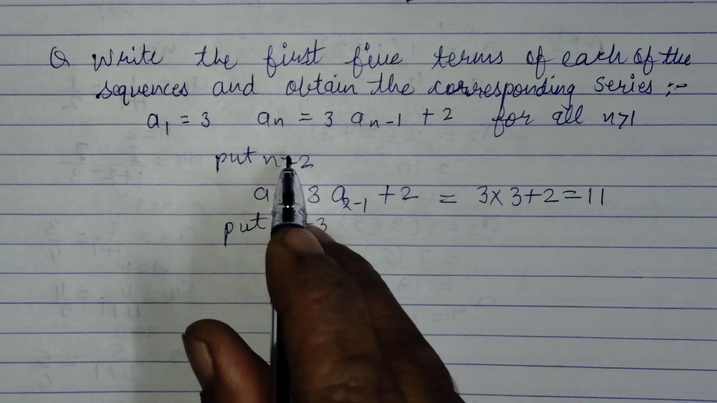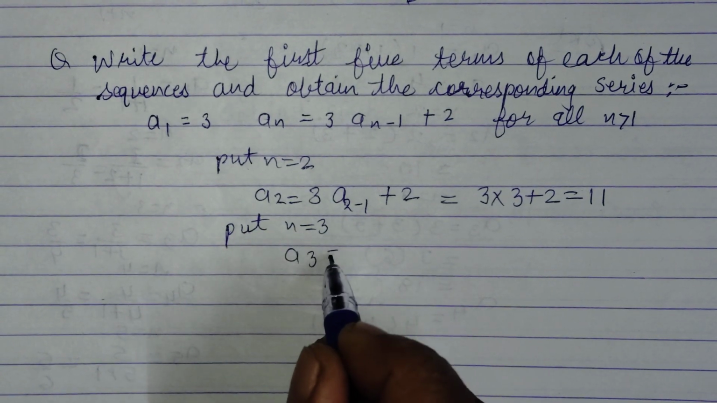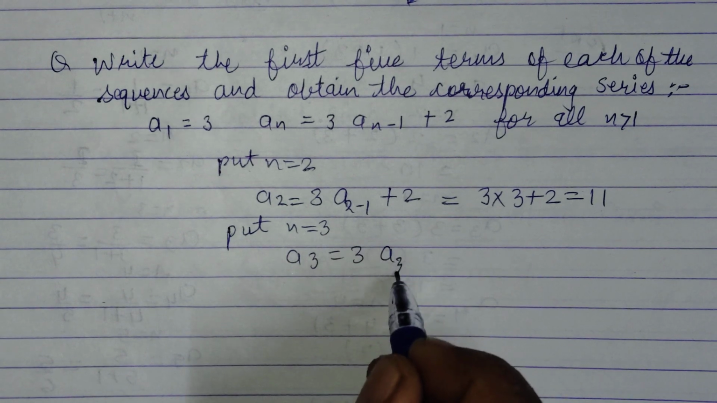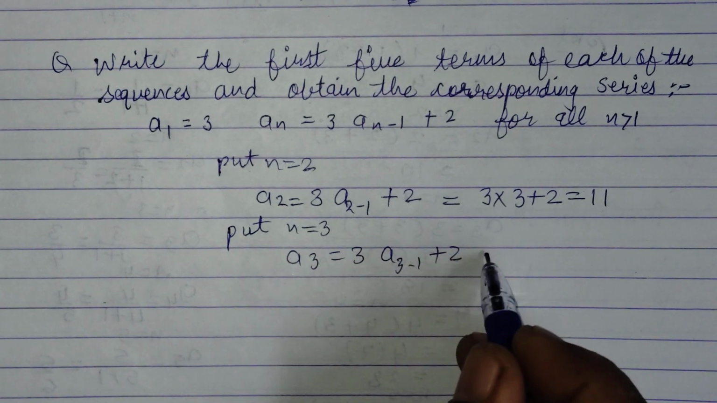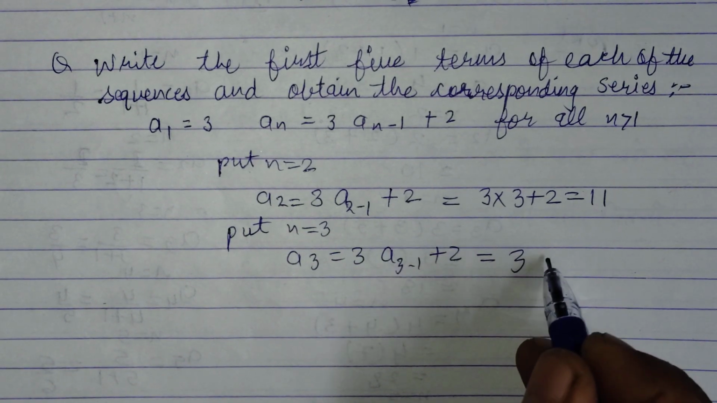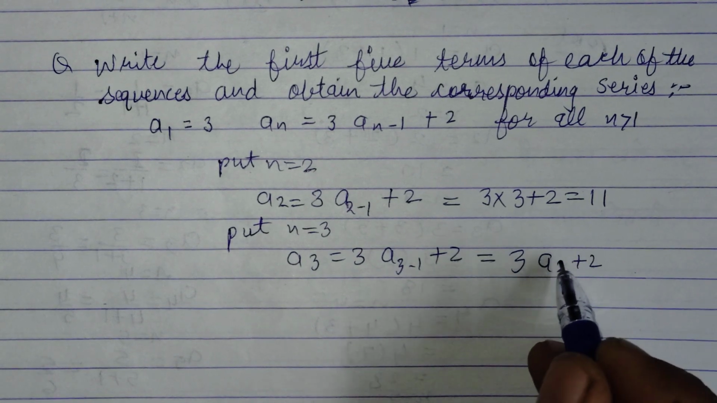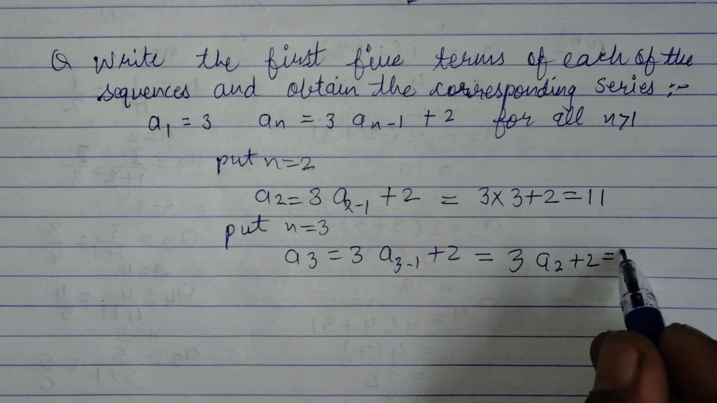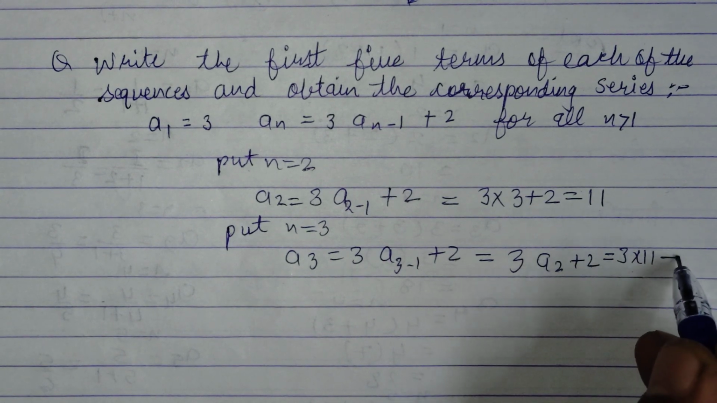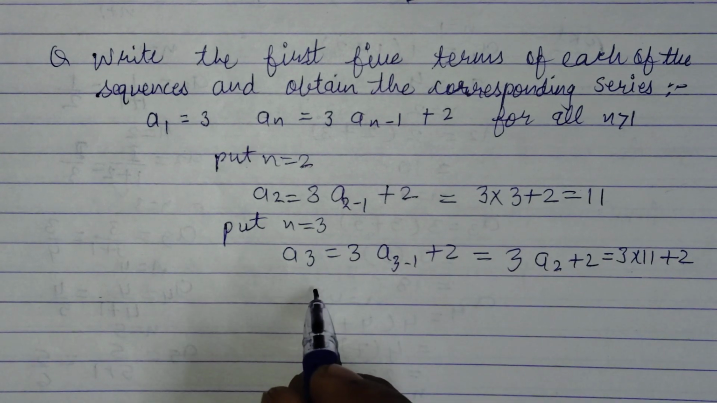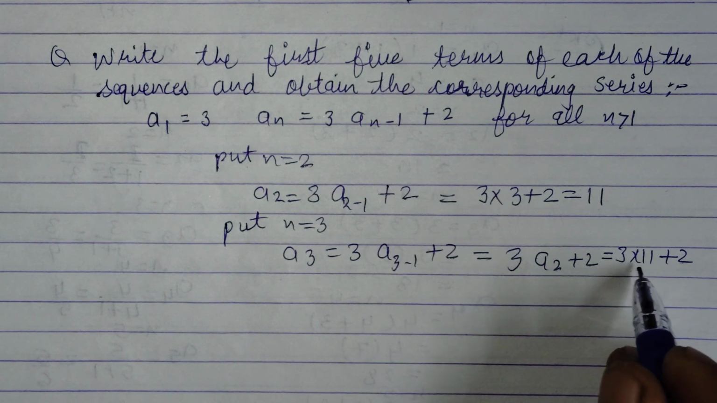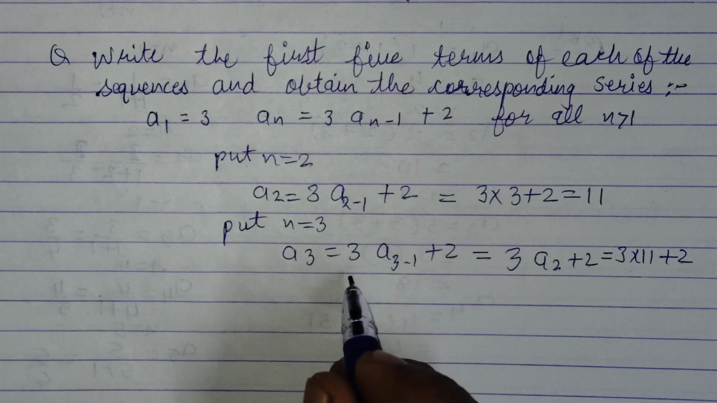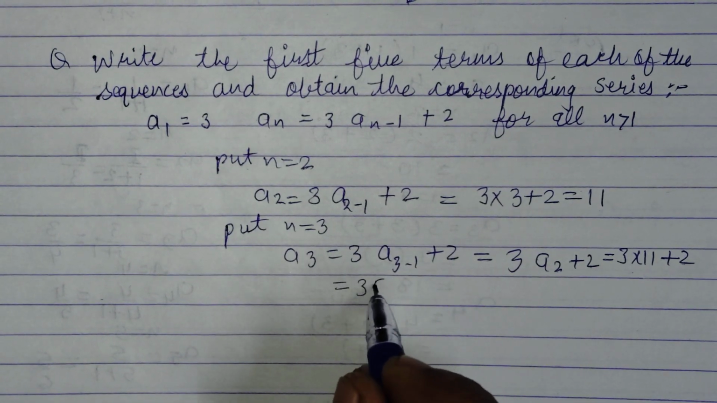So n equal to 3. So a3 equal to 3 into a3 minus 1 plus 2. 3 minus 1 is 2. So it gives a2 plus 2. a2 is 11. We replace with 11 a2. So 3 into 11 plus 2, 11 into 3, 33 plus 2, 35.